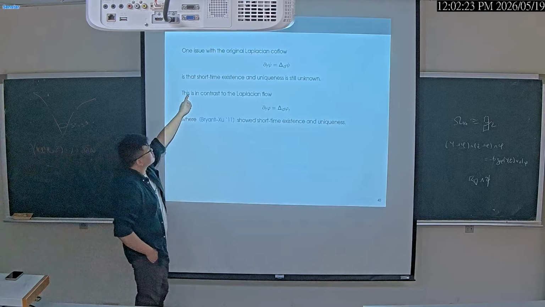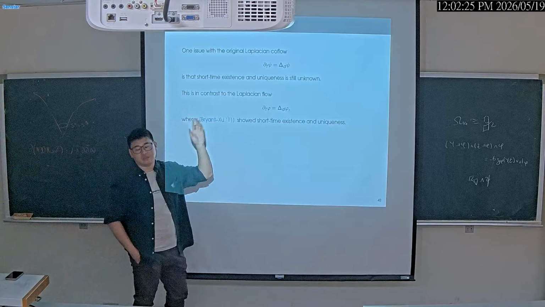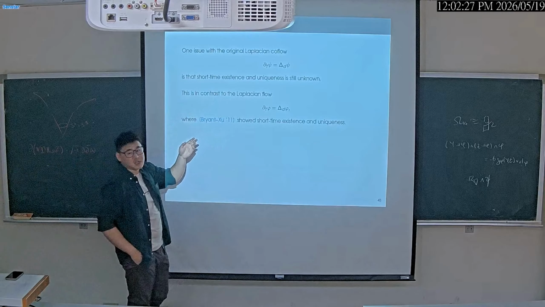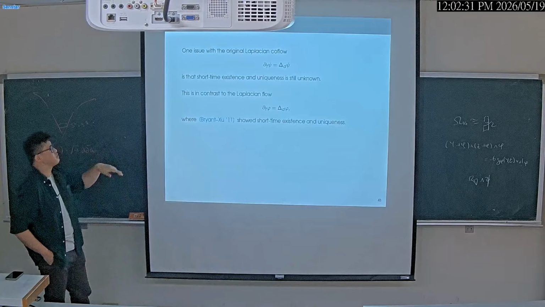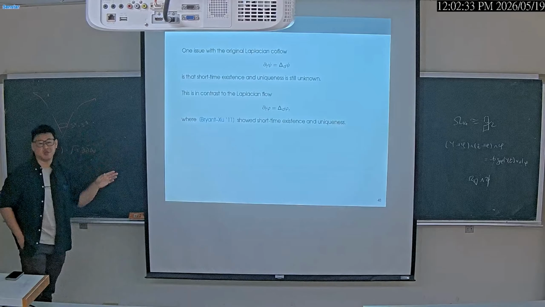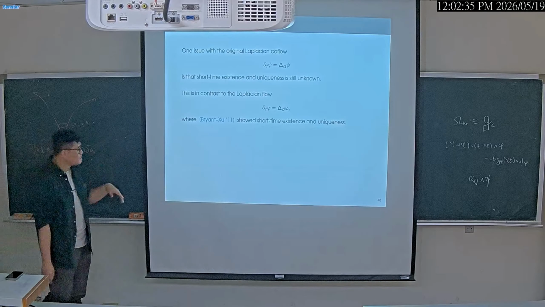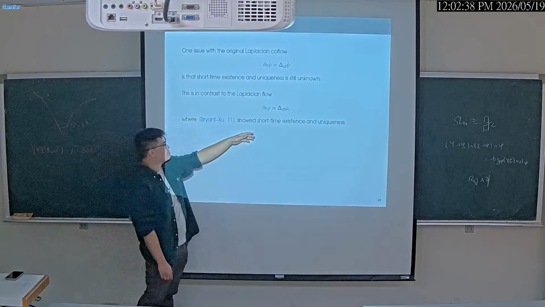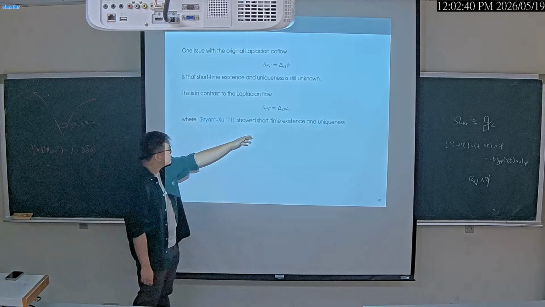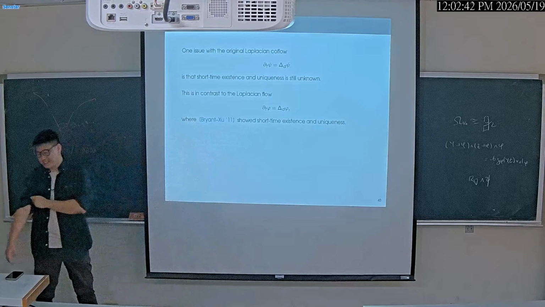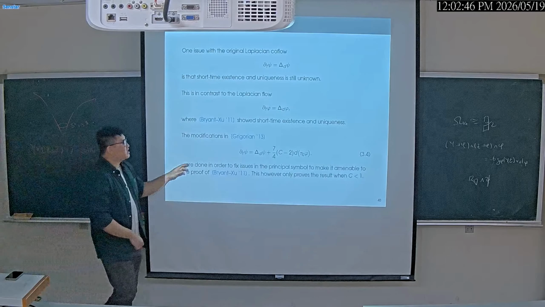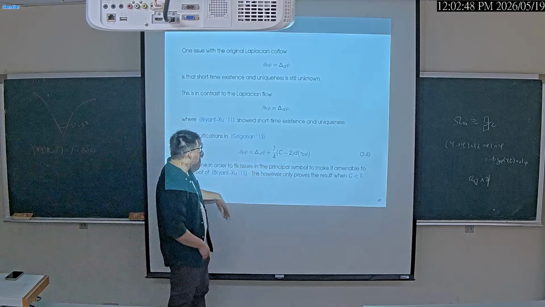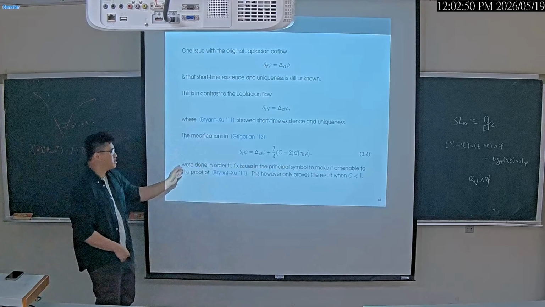So we compared it to the Laplacian coflow because of how the evolution equation looks. And it turns out the Laplacian coflow, without the modification terms, is not so nice, because we don't know how short-time existence is unique. This is contrasted with another flow that's been studied, the Laplacian flow, which has short-time existence and uniqueness. But the reason why modification terms were added to the Laplacian coflow was to fix issues in the principal symbol.